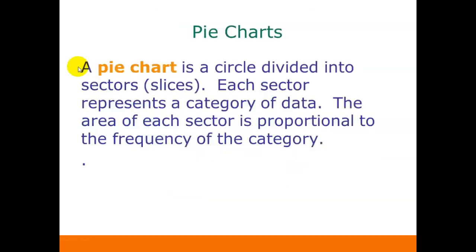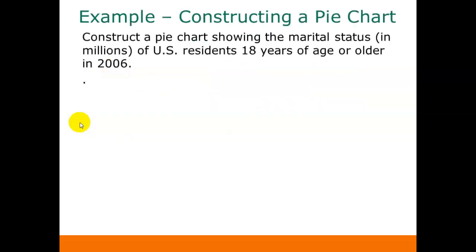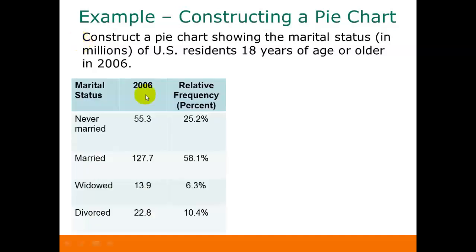A pie chart is just a circle that's divided into sectors or slices. Each sector represents a different category of the data, and the area of each sector or slice is proportional to the frequency of the category. Here's an example of constructing a pie chart. We're going back to our data about marital status for U.S. residents, and for pie charts we need relative frequencies because we need to know the proportions to figure out how big to make our different slices.